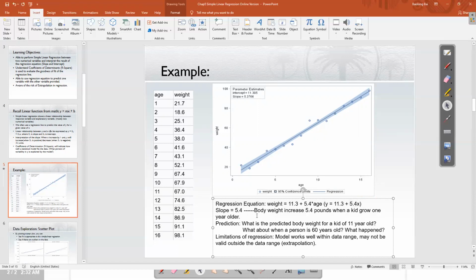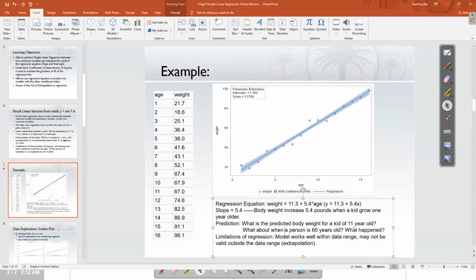And slope equal to 5.4. So if I ask you to explain the slope using the context words, this is an example of how you should explain it. That means when the kid grows 1 year older, their body weight will increase by 5.4 pounds, right? So every 1 year, they will grow about 5.4 pounds. So that's the slope. So then we can do predictions once the regression equation is given, right?